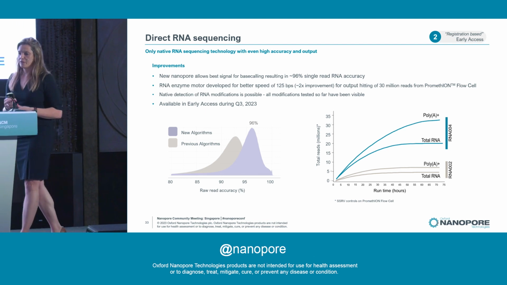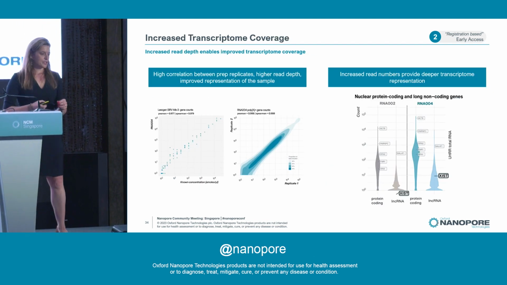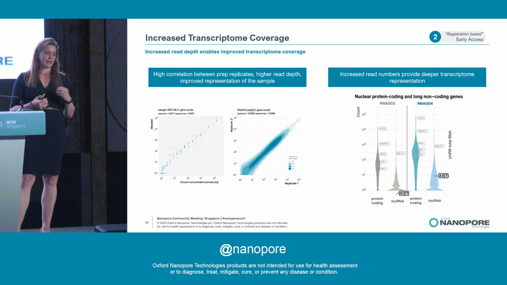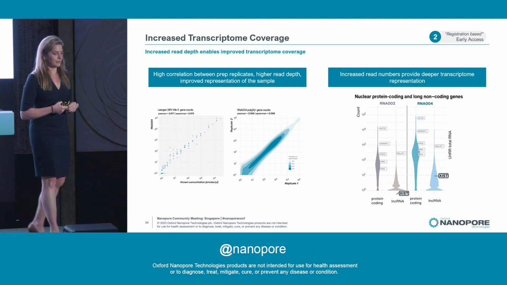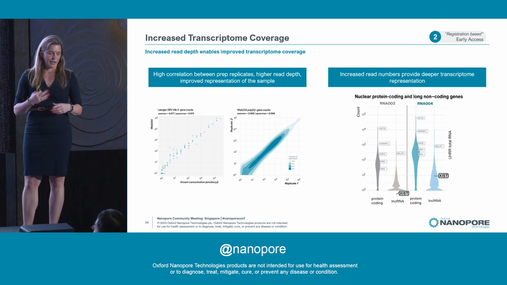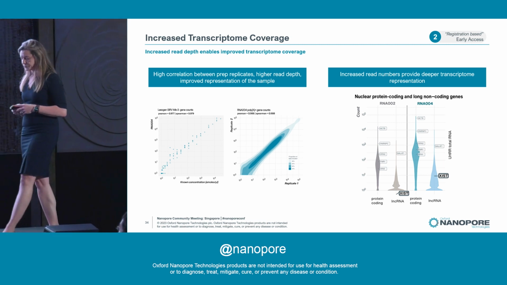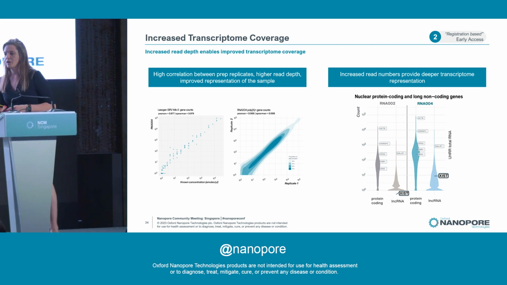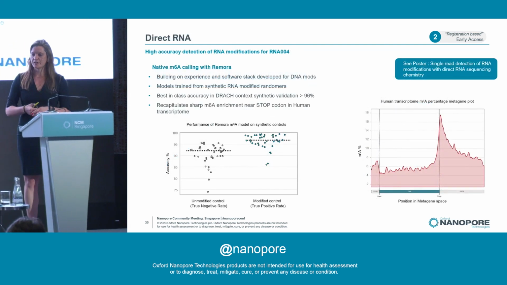But for direct RNA, 30 million reads, with that increased transcriptome coverage, you can start looking at better representation of your sample. And you can see here that you've got really great concordance through the increased read depth.